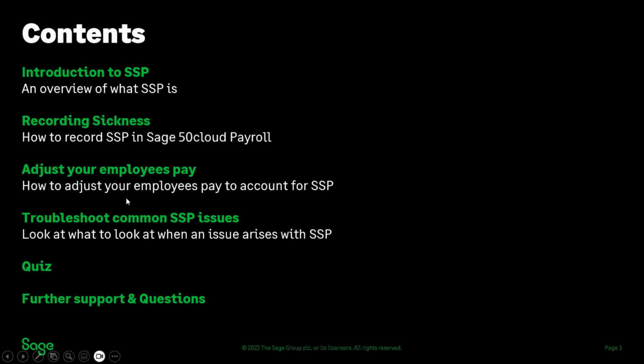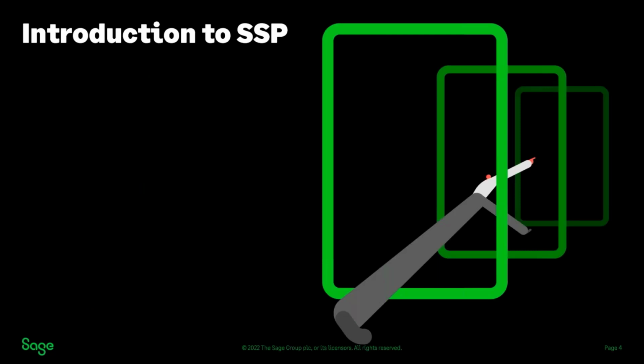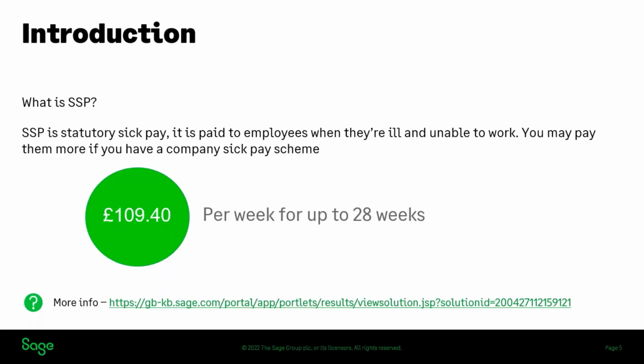So let's get started and have a look at an introduction to SSP. So firstly, what is it? Well, SSP, or statutory sick pay, is paid to employees when they're ill and unable to work. You can, of course, pay them more if you have a company sick pay scheme, but the statutory sick pay is the minimum. And currently, this tax year, it is £109.40 per week for up to 28 weeks.